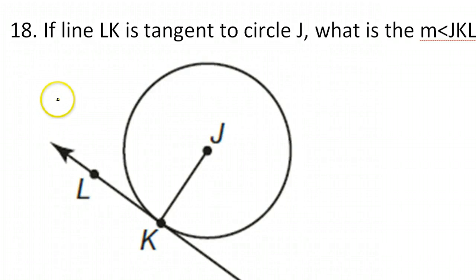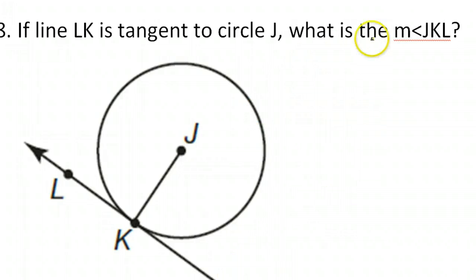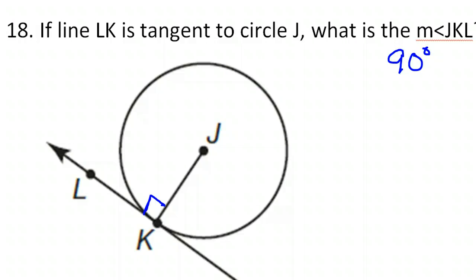Number 18. If line LK is tangent to circle J, what is the measure of angle JKL? It's 90 degrees. We have a theorem that the radius of a circle is always perpendicular to the tangent at the point of tangency. So if this is a tangent, then this is a right angle. So 90 degrees. And that's the answer, number 18.